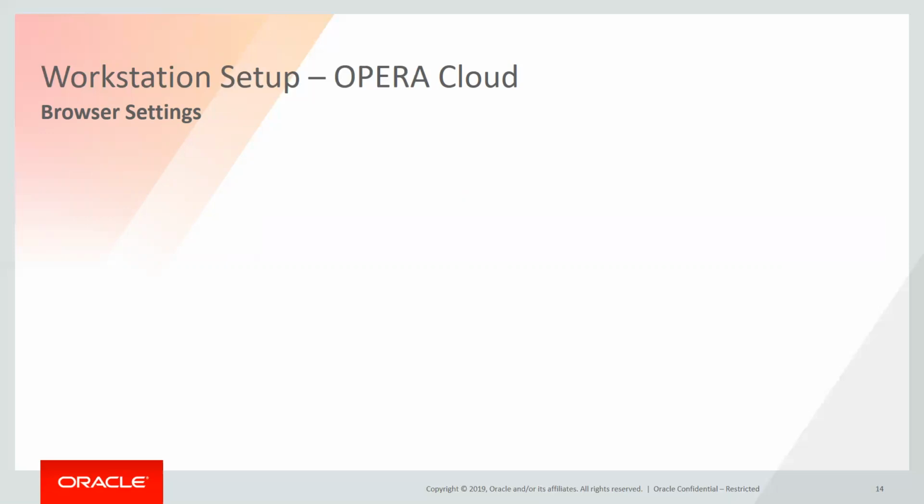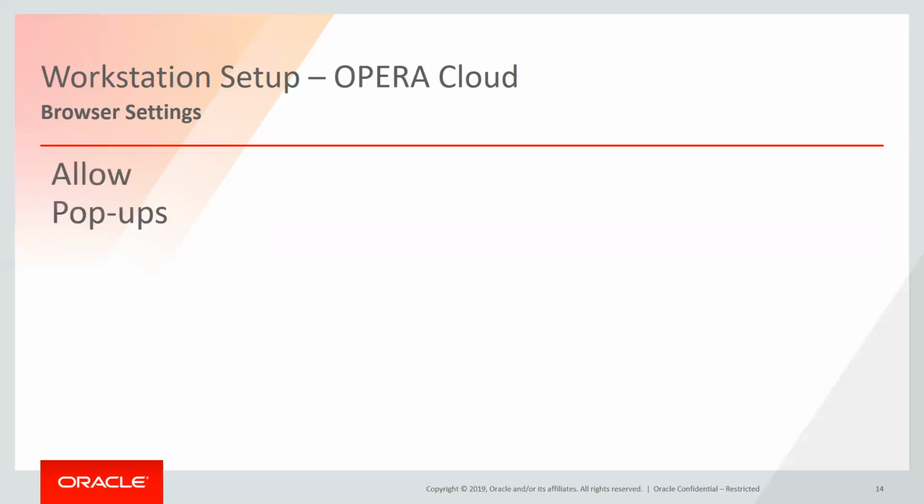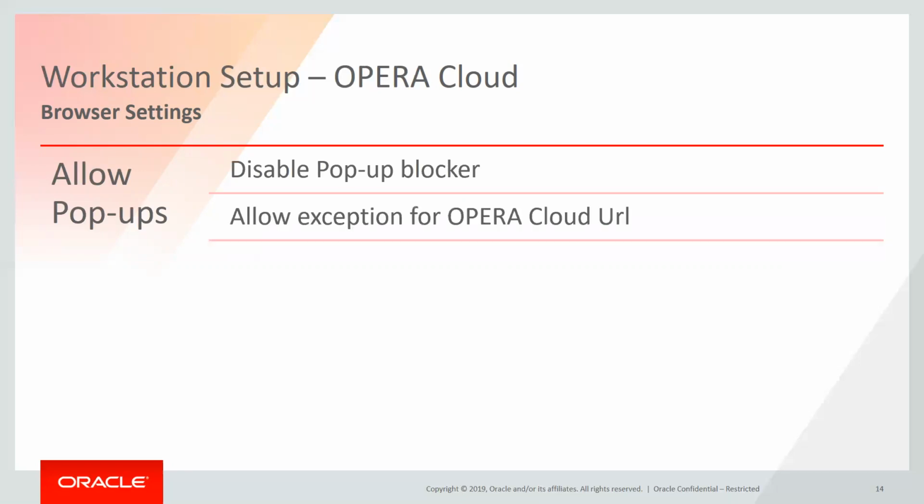First of all, we must always allow pop-ups for Opera Cloud. This prevents users from having to manually click and allow every time Opera wants to open something in a new window. To achieve this, we can either disable the pop-up blocker altogether or allow an exception for the Opera Cloud URL.